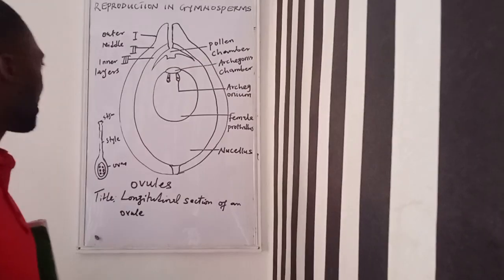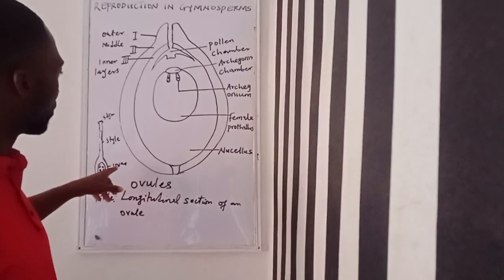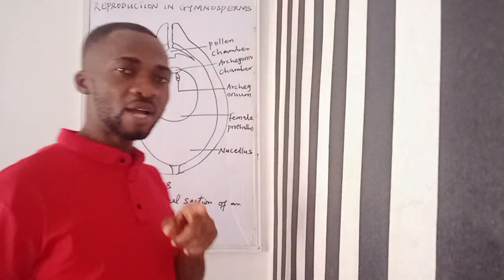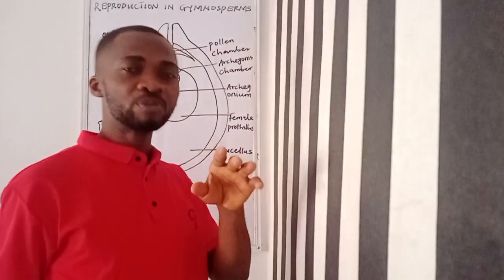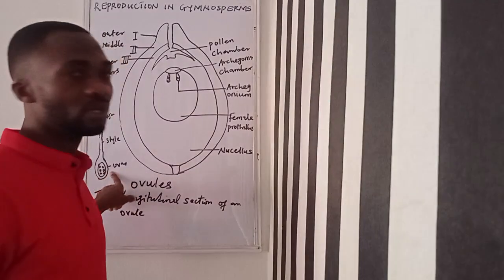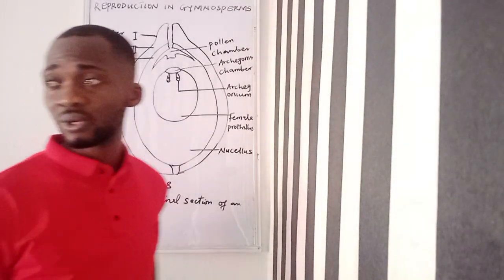Now, like I said, the ovary houses the ovules. And don't forget that in angiosperms that have an ovary, it is that ovary that transforms into a fruit. Then in the case of gymnosperm, it is the ovule that transforms into a seed.